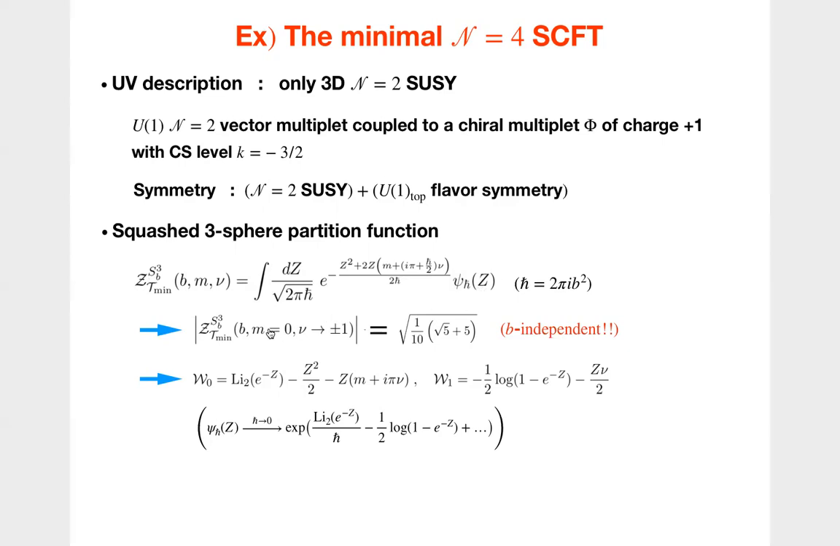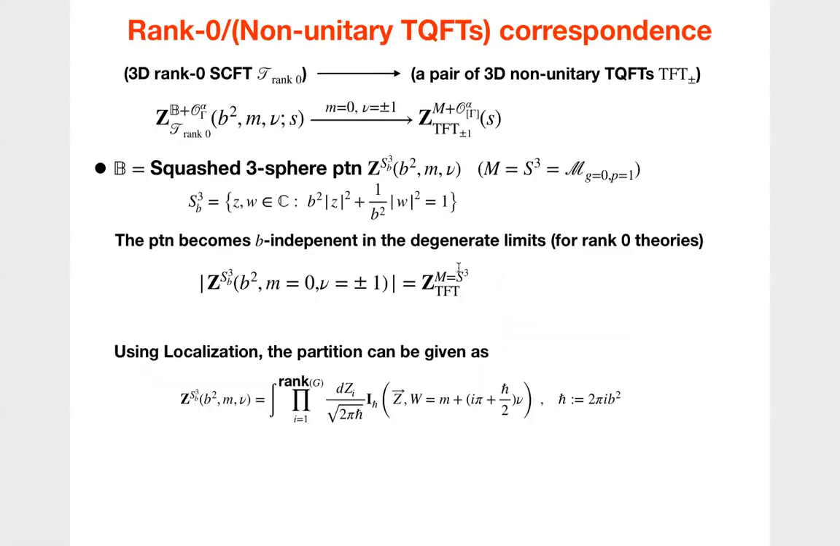And then in the degenerate limit, which corresponds to m equal zero and mu equal plus minus one, we can compute it exactly, the absolute value, and then we surprisingly found that this becomes this value, which is b independent. So although we don't know why this works, this is one of the predictions of our correspondence, and it actually works.